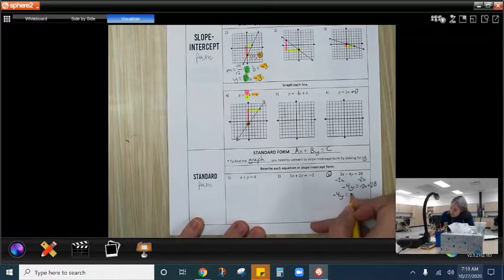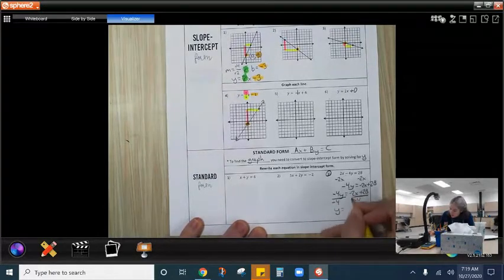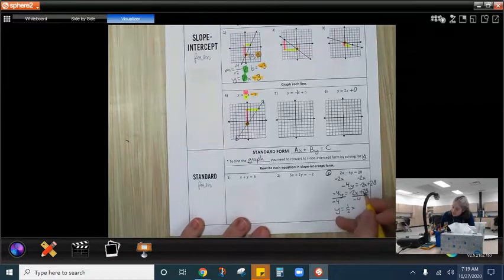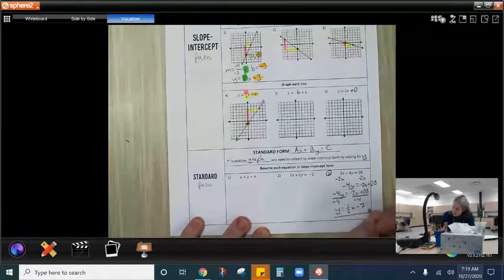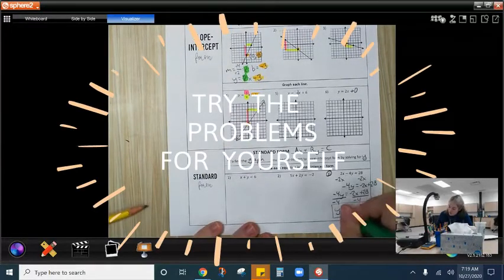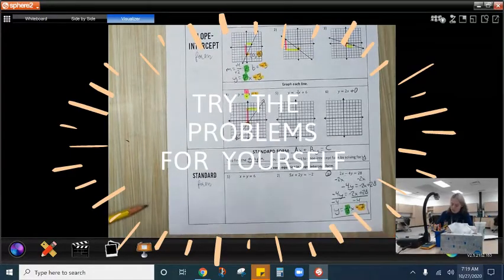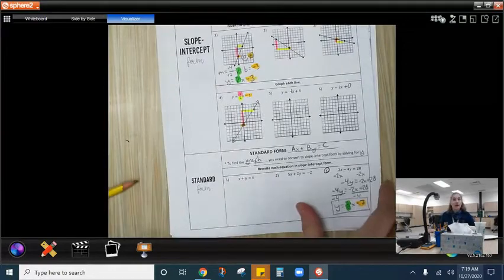I'm going to rewrite that so it's easier. And now I need to divide everything by negative 4. So we end up with a y. Negative 2 divided by negative 4 is positive 1/2 x. And then 28 divided by negative 4 is a negative 7. So I know my slope is 1/2. And I know my y-intercept is negative 7. So that tells me how to graph.